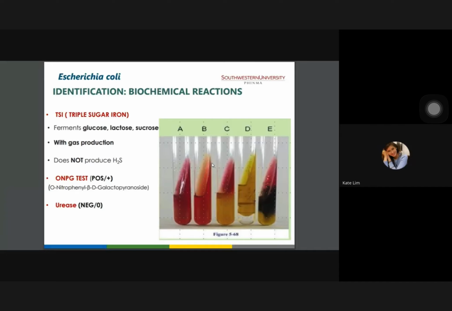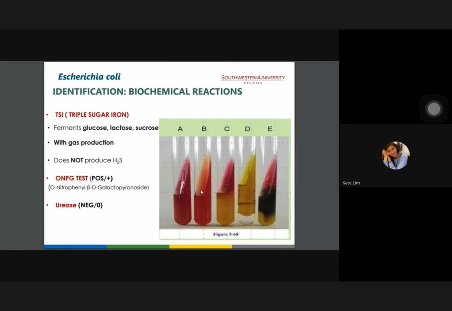How about letter B? If you could see, this is actually yellow. There's a change of color in your slant. So what does yellow mean? Acidic, right? So you put A over, what is the color of the butt? This is actually still pink. So yellow over pink: A over K, because it's acid over alkaline. There is acidity in your slant, but your butt is still alkaline.